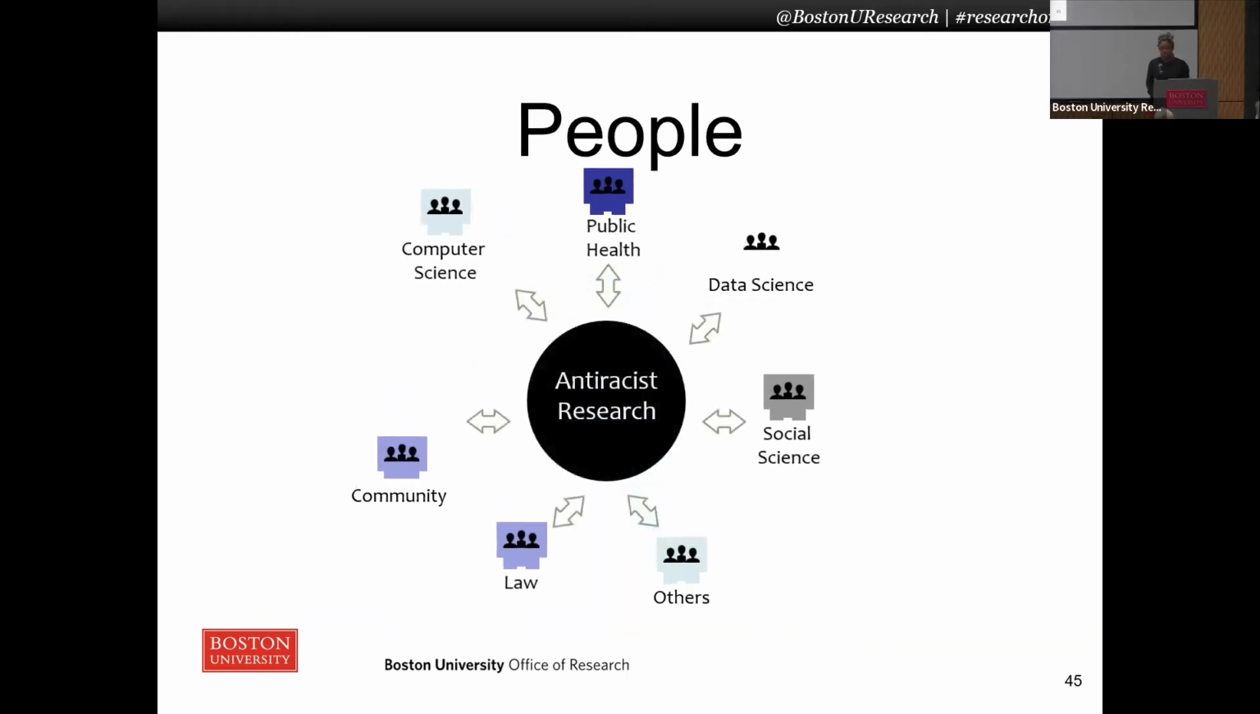So in order for us to be successful, we need to work with all of you. So people with different backgrounds, people from data science, public health, social sciences, many other fields. But most importantly, we want to work with communities that are being impacted by racial injustice.